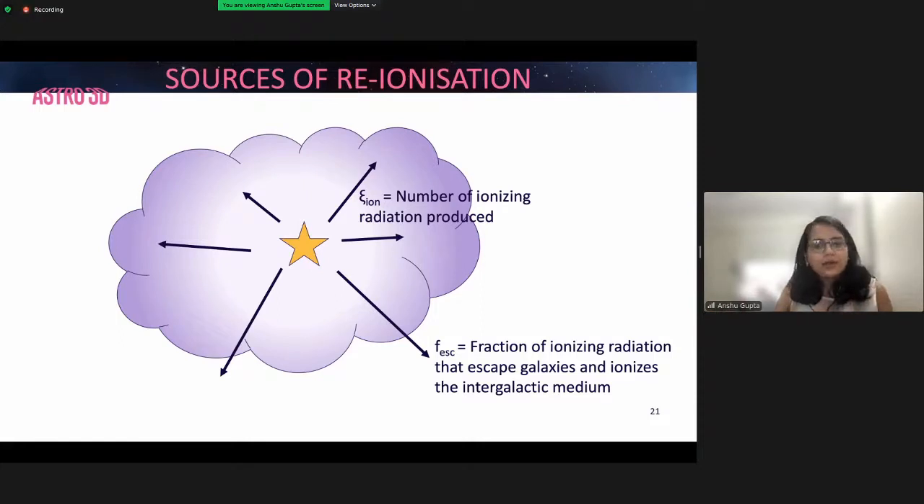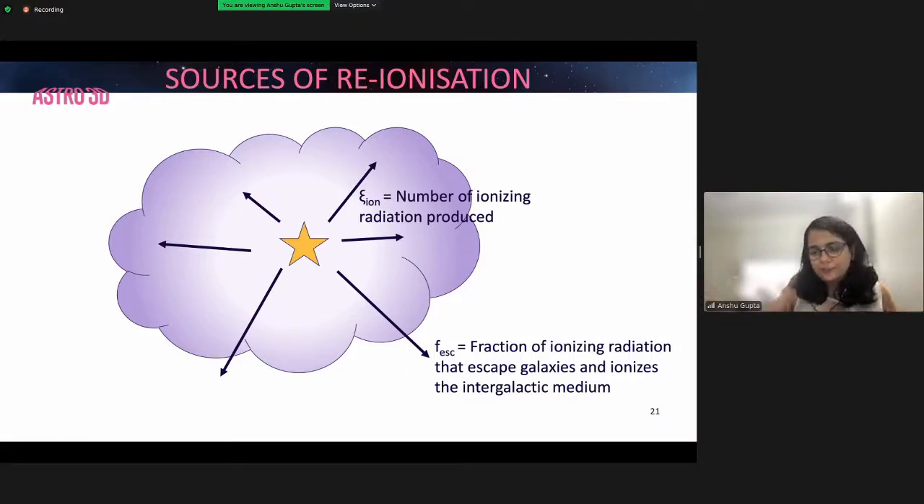And the second property is escape fraction, because galaxies usually have a lot of hydrogen within themselves. So most of the ionizing radiations that the galaxies produce cannot ionize the intergalactic medium, or the medium surrounding the galaxy. So only radiations that can escape the galaxy itself are going to be responsible for this reionization of the universe.